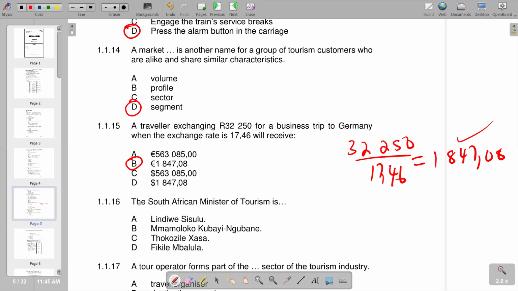And you go to the next thing. The South African Minister of Tourism is, we have got Lindiwe Sisulu, Bankole Kubani, and then we have got different responses that we have there. So we need to identify which one is correct. So we'll find that the recent South African Minister of Tourism is Patricia de Lille, which we don't have according to responses given because the question paper was written a few years back. So this is what we have.